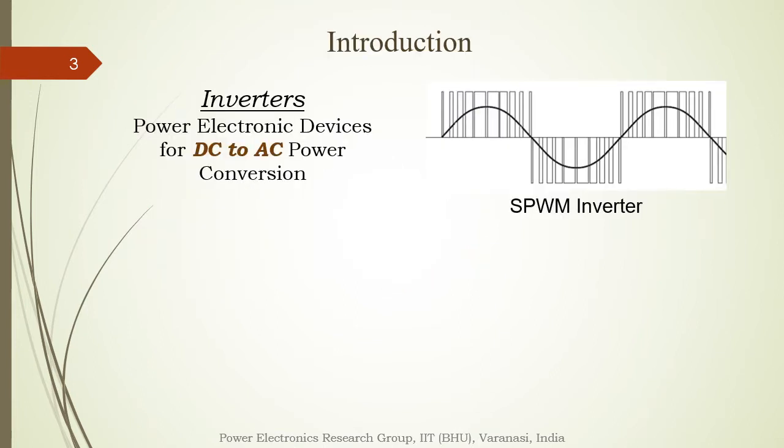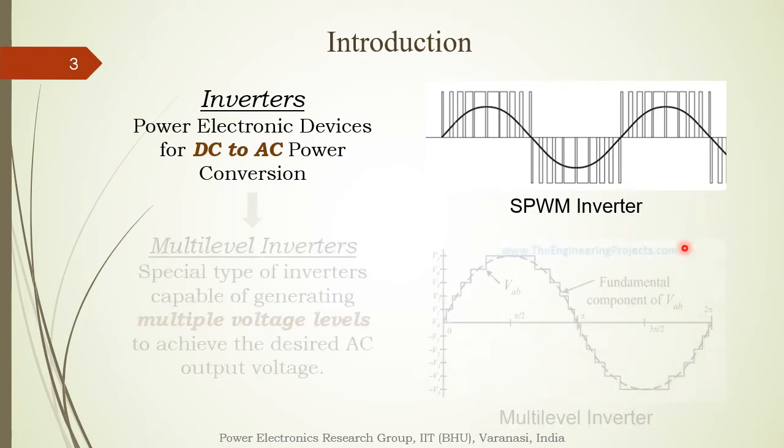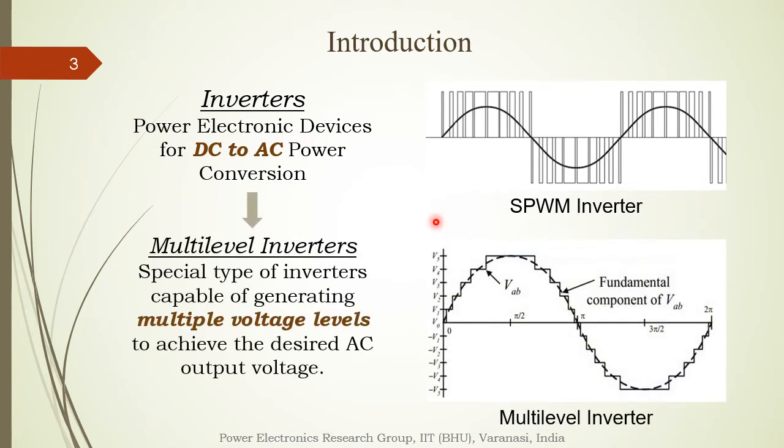What is an inverter? An inverter is a power device that converts DC to AC, and here is the simple sinusoidal pulse width inverter. And then what are multilevel inverters? These are a special type of inverter which can generate multiple output voltage levels to achieve the desired AC output voltage. This is the waveform of the conventional multilevel inverter.